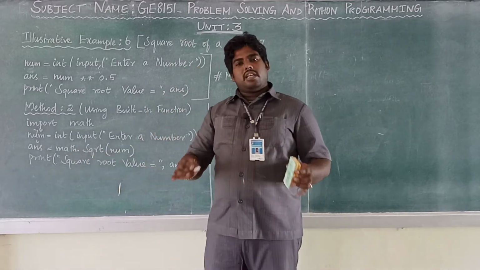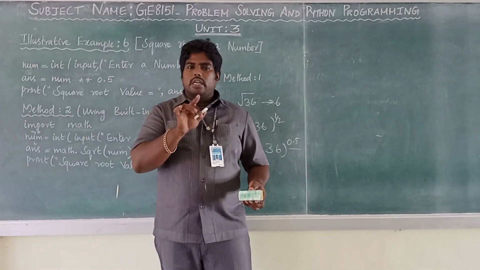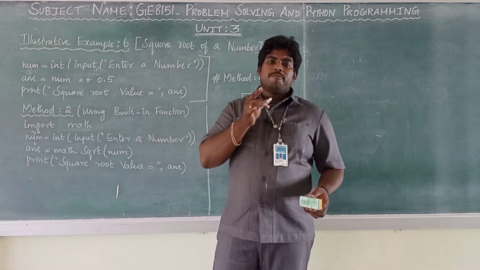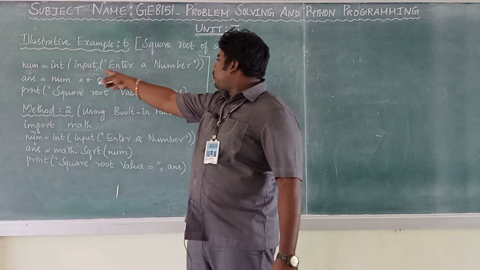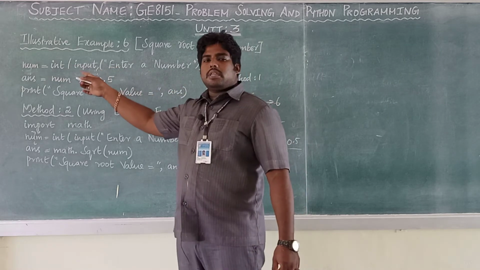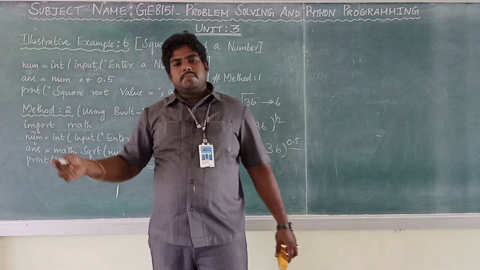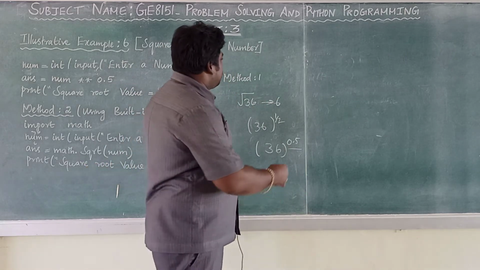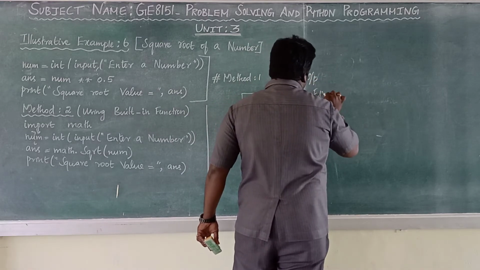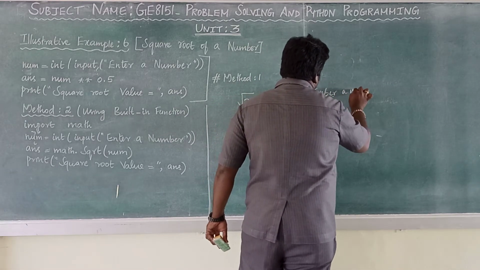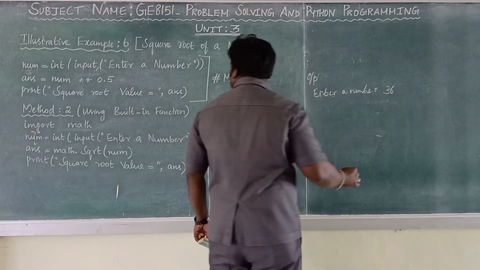For finding the square root of a number, how many inputs are required? I need only one input. Which type of input? It's an integer type input. That's what num equal to int input of. I am going to get the integer number. Whatever is present in the double quotes will be displayed on your output screen. For example, first it will display enter a number. My input number is 36, for example.